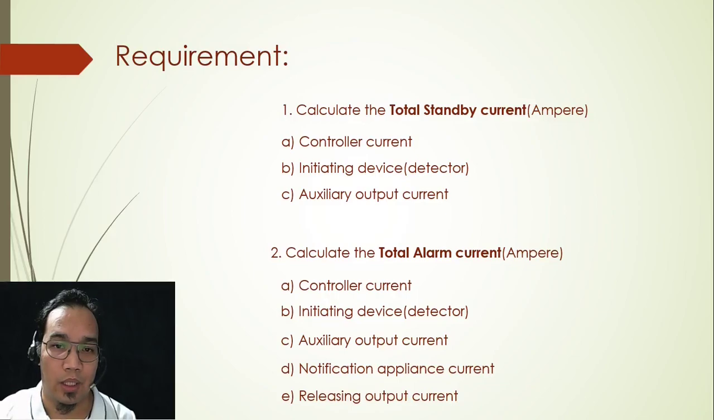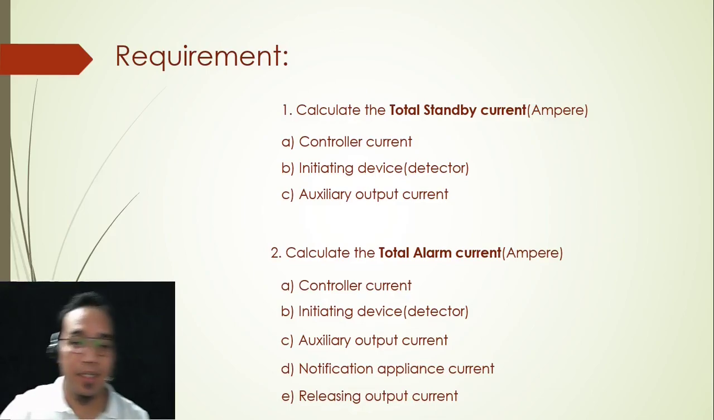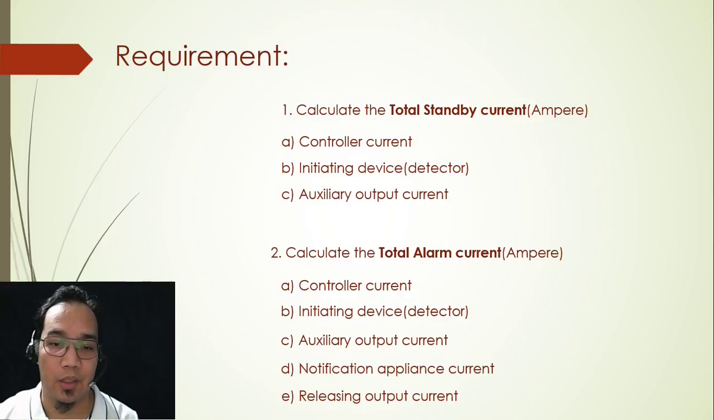Once we know the total standby current for those three devices that we mentioned before, we can now proceed to the next procedure, which is to calculate the total alarm current. What are the devices that we need to consider in calculating the total alarm current? Same as in total standby current, we need to consider also the alarm current for the controller. And the second one is to determine the total alarm current of our initiating devices like the smoke detector, heat detector, etc. And the third one is again the auxiliary output. So we're also determining the alarm current for auxiliary output.